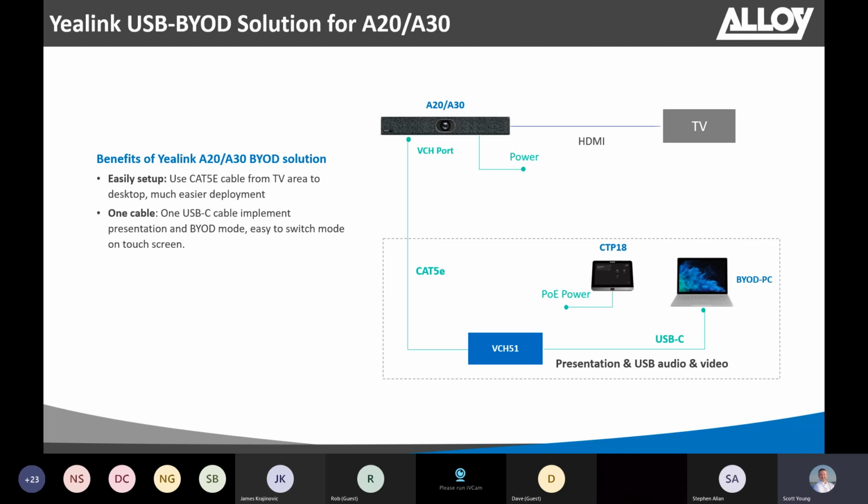So what we can then do is, through the video software that we're using on our notebook, we select the Yealink Room system as the camera. So it'll utilize the camera of the A20 or A30. And then we also select the Yealink Room system as the speaker and mic, which will then utilize the speaker and mic from the A20 and A30. So now we can run any VC application we want on our computer and utilize the hardware that we have installed in that meeting room.